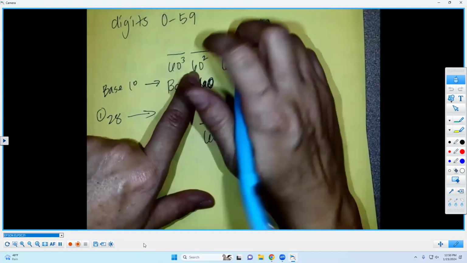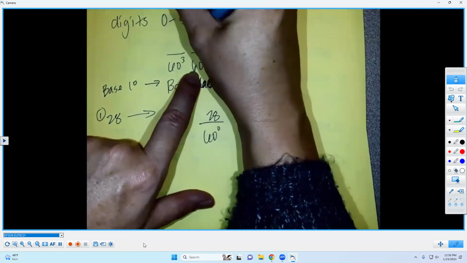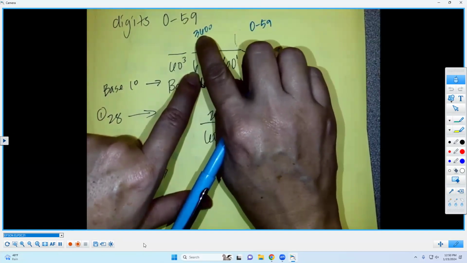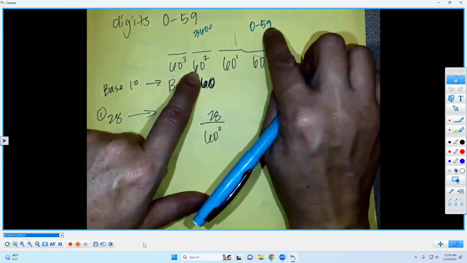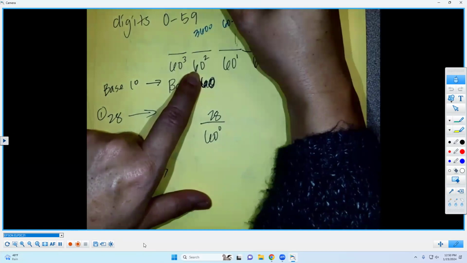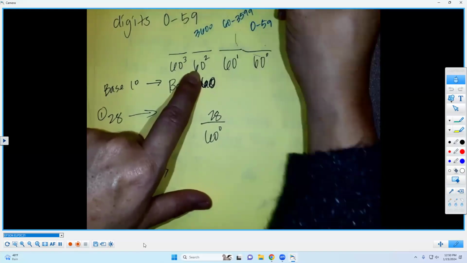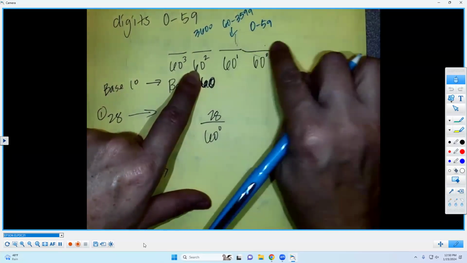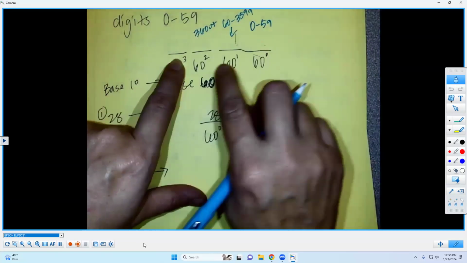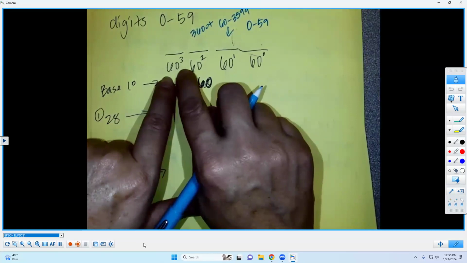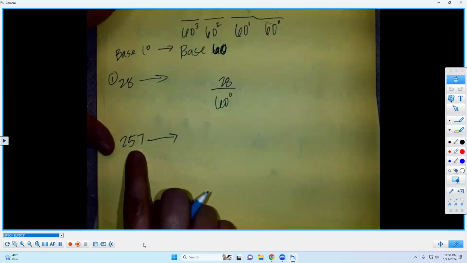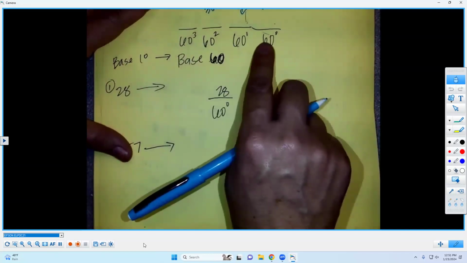So once you get up to the number 3,600, you start writing in here. For numbers up to 3,599, I'm going to be using these 2 place values. Numbers bigger than 3,600, I'm going to use 3 place values, and so on. Does that make sense? So for the number 257, I need 2 place values.